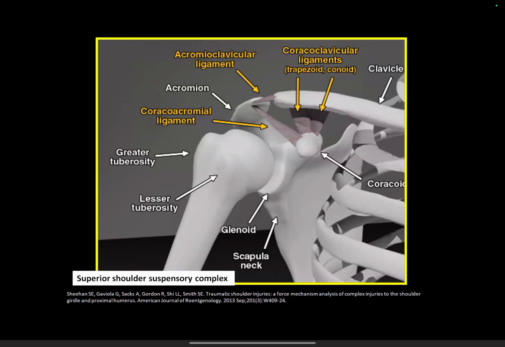To begin with, what basically keeps the peace in this area is a circle of structures, starting laterally with the acromion, moving more medially, the acromioclavicular ligament, the clavicle, the coracoclavicular ligament, the coracoid, and the scapula itself, again made of the coracoid and the glenoid, as well as the articulation with the humerus, basically forming a circle called the superior shoulder suspensory complex.